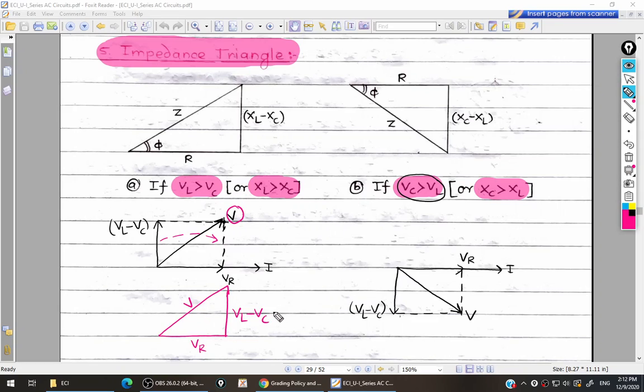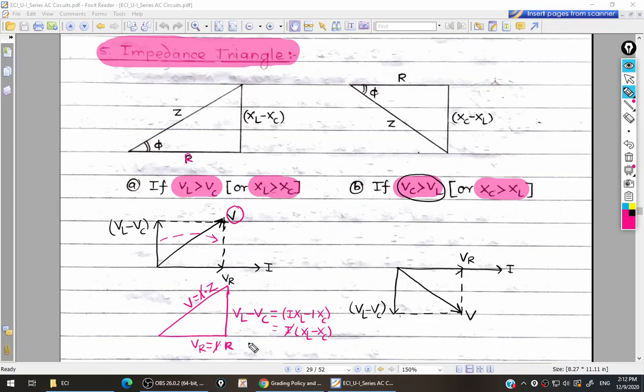Now what is the formula for this? I into XL minus I into XC. What is this? I into R. And what is this? Total voltage. So total voltage is what? Total current multiplied by total impedance. If I take I common over here, what I am getting? XL minus XC. So if I cancel I from all these three sides, what I am getting?